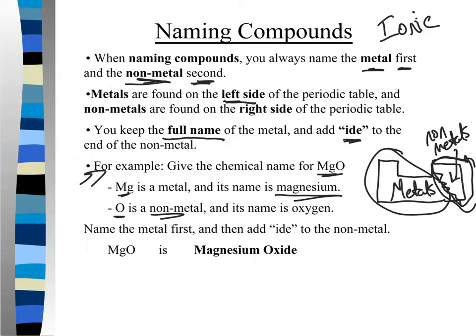So if we go through this process, we name the metal first, which is magnesium, and then we take the second element here, the oxygen, and we change the ending to "ide." And therefore, instead of calling it magnesium oxygen, it's called magnesium oxide.